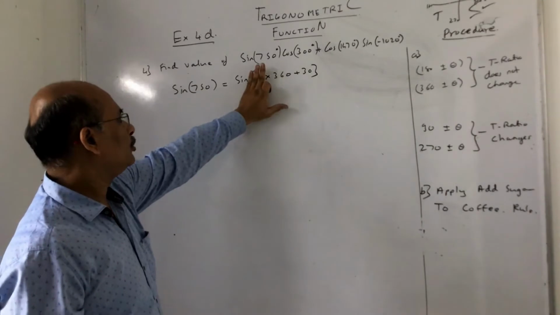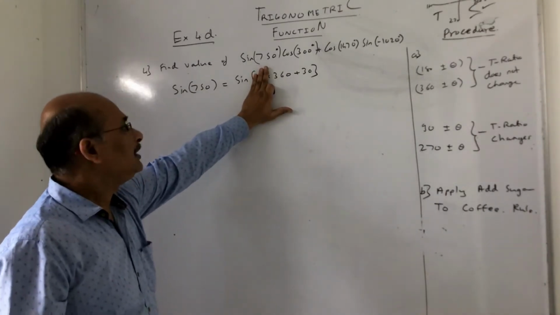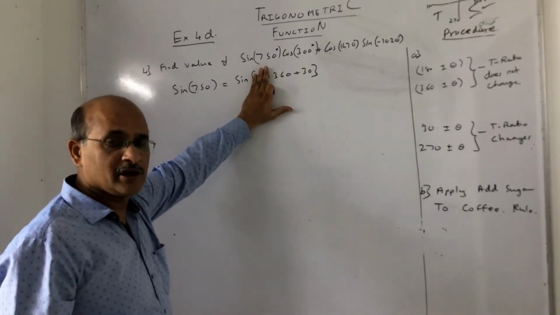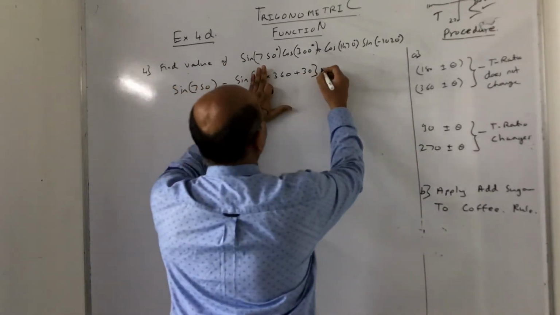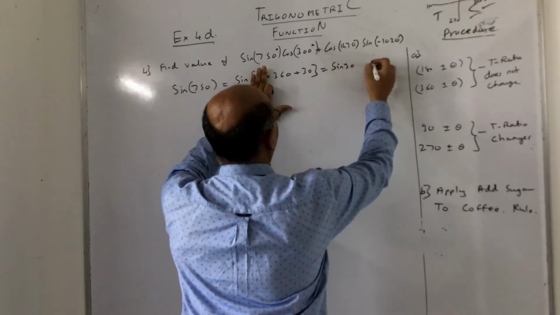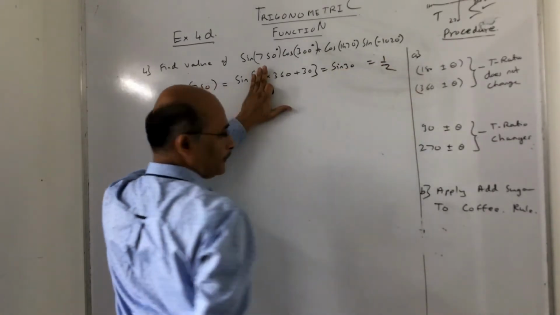So eventually this should add up and give you this value. So I am getting this. The number of rotations doesn't matter here. 360 plus 30. So 360 plus 30 is the first quadrant, so sine will be positive. So the answer is nothing but sine 30. What is sine 30? 1 by 2.